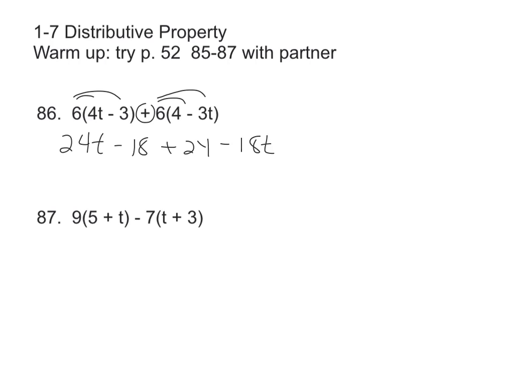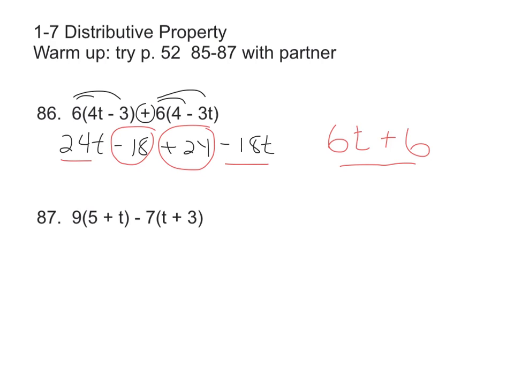Then we're going to look for our like terms. So 24t and negative 18t are like. So 24 minus 18 is 6t. Negative 18 and positive 24 are like because they are just constants. So negative 18 plus 24 is a positive 6. So 6t plus 6 is our final answer. Since these two terms are not like terms, we cannot go any further.